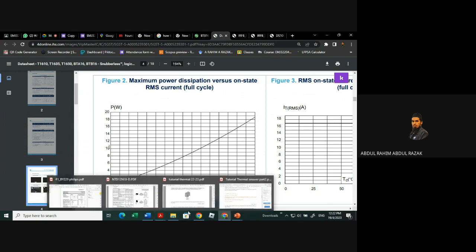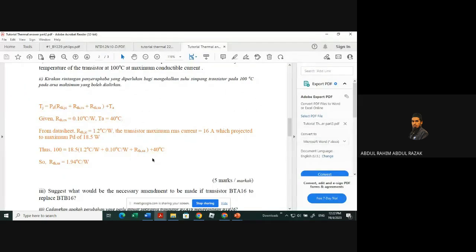Okay, sekarang dia dissipate apa ni, 18.5 watt, nampak tak? Ini maksimum adalah 18.5 watt. So semua data ni masuk balik dalam dia punya equation. So you akan dapat θSA, unknown ni, letak balik kat depan. This is the value that you are required to provide as heat sink component such that TJ akan maintain pada 100 degree C. Faham tak?